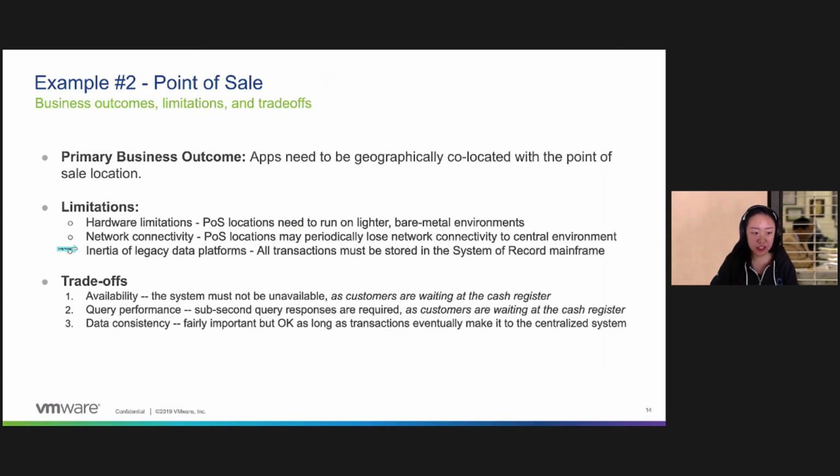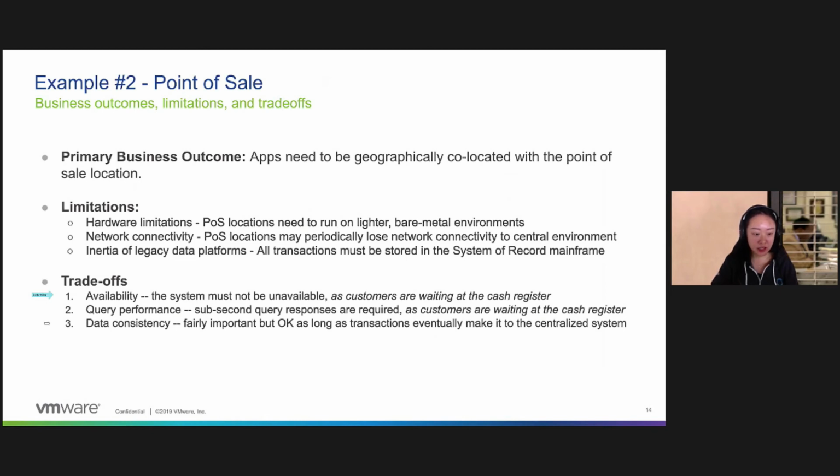And then the final limitation is around the inertia of legacy data platforms. All of their transactions must eventually be stored in a system of record that acts as the single source of truth. So how can we maintain that and tackle the problem of distributing your source of truth at a later time? So the trade-offs that were prioritized here are pretty different from example one.